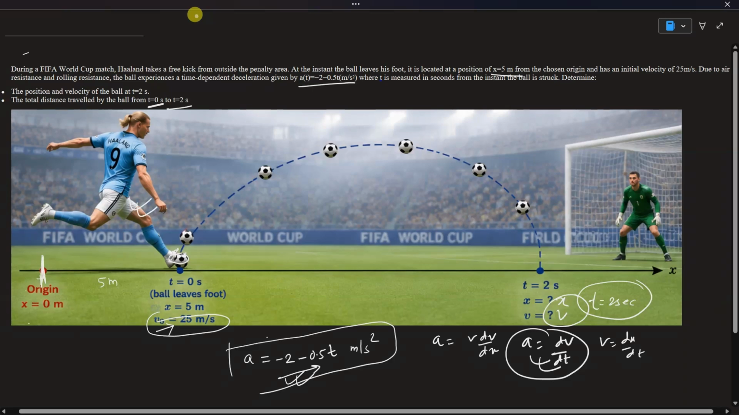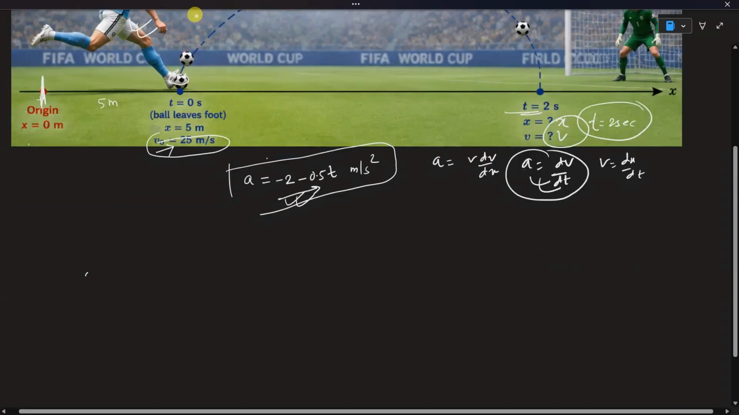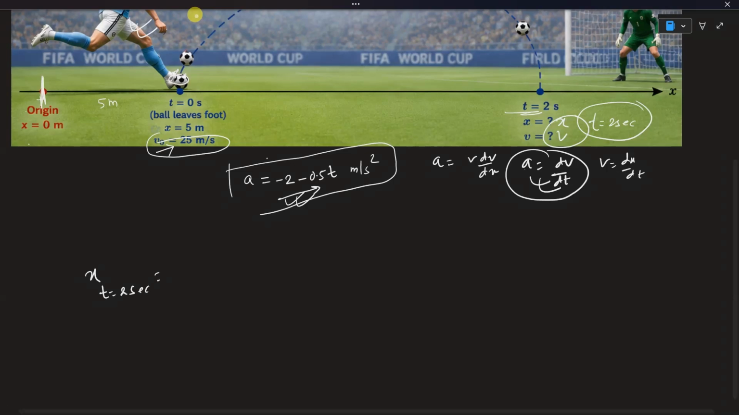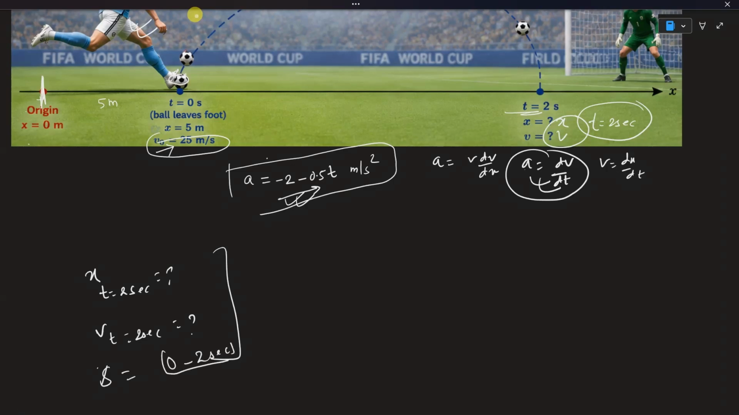In this case, since a is given as dv/dt, you have to determine the position and velocity with the help of time. So this equation can be used in this case. So x at t equals 2 seconds is equal to what, and velocity at t equals 2 seconds is equal to what, and the final question is what is the distance traveled between 0 to 2 seconds. You have to calculate this.